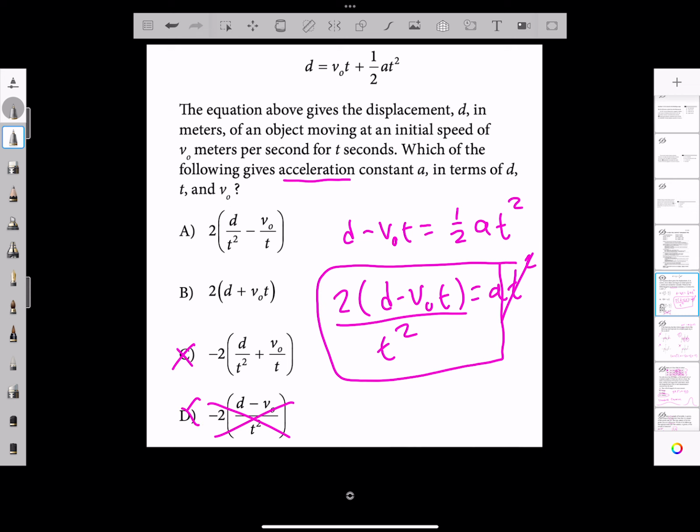So I'll cross off C. And this one doesn't have a denominator, so that one probably can't be right because I know the t squared isn't really going to cancel completely. So the answer is going to be A.